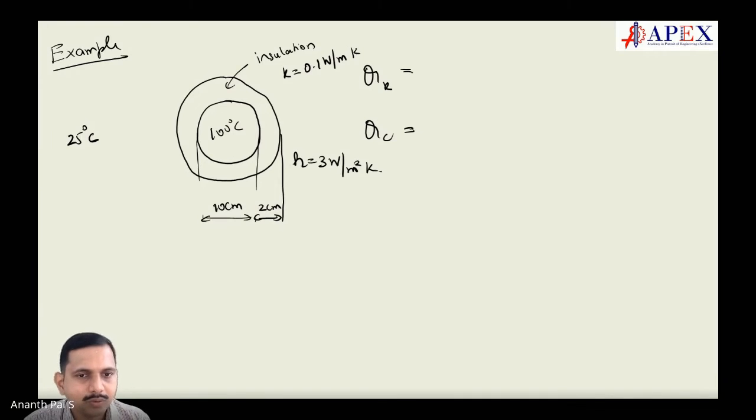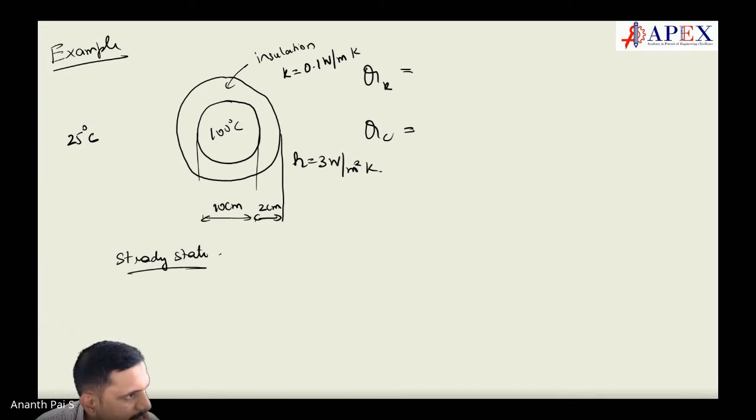Wall temperature, I don't know. Do I require wall temperature? Steady state. You have to find the Q due to conduction and Q due to convection. Do it fast. What is the heat transfer due to conduction? What is the heat transfer due to convection? Try it.